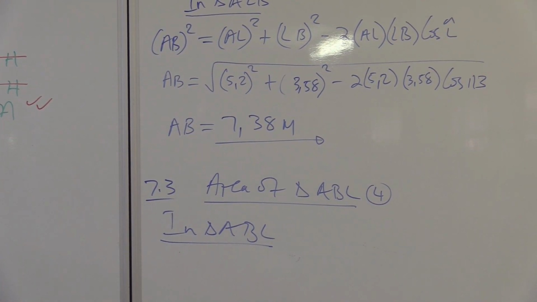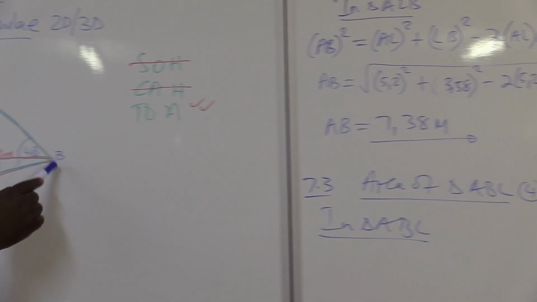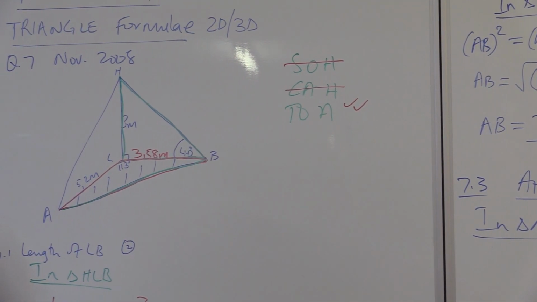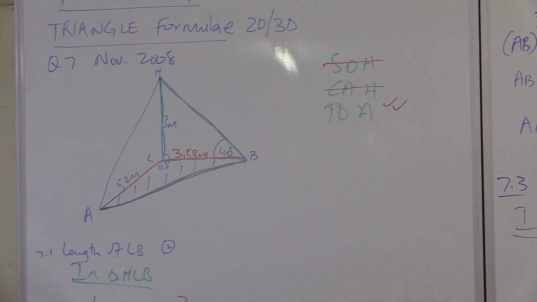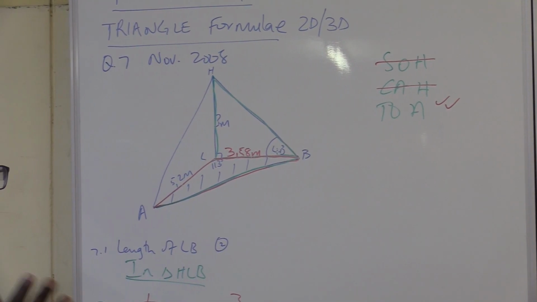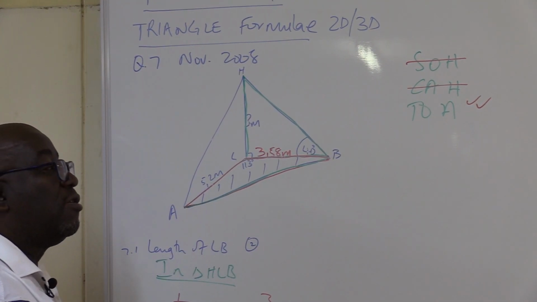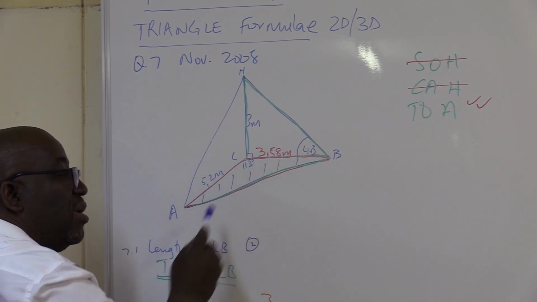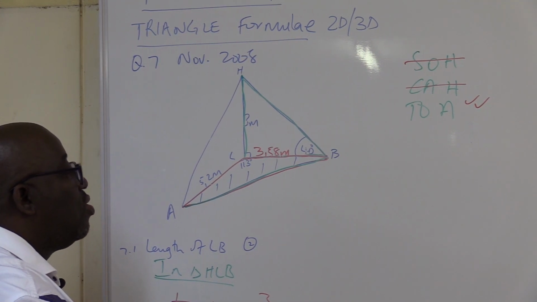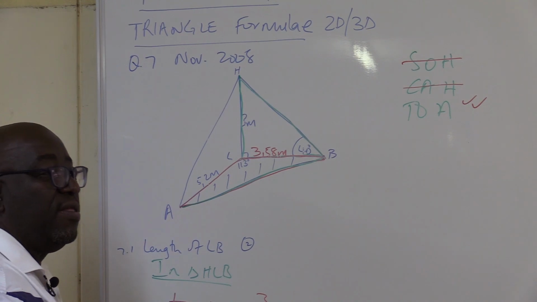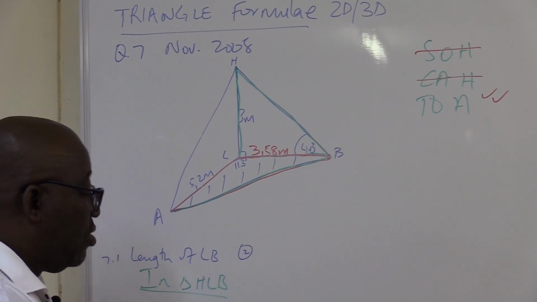Is it a right angle triangle or not? ABL. Oh, this is not a right angle triangle. And the question is specific, looking for the area. Therefore, I'm going to use the area rule. Remember, the area rule works hand in hand with cosine rule. You must be given 2 adjacent sides and the included angle. The area of this triangle is equal to half of side times side sine of the included angle. The area uses the ratio sign.